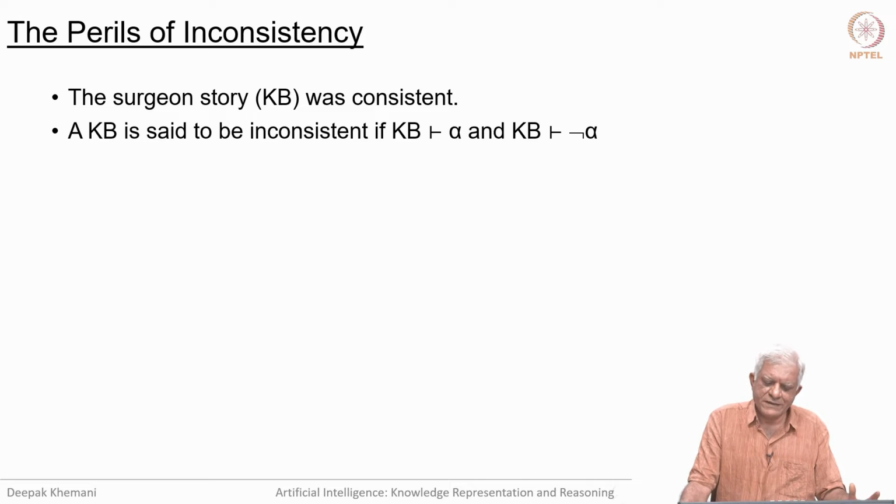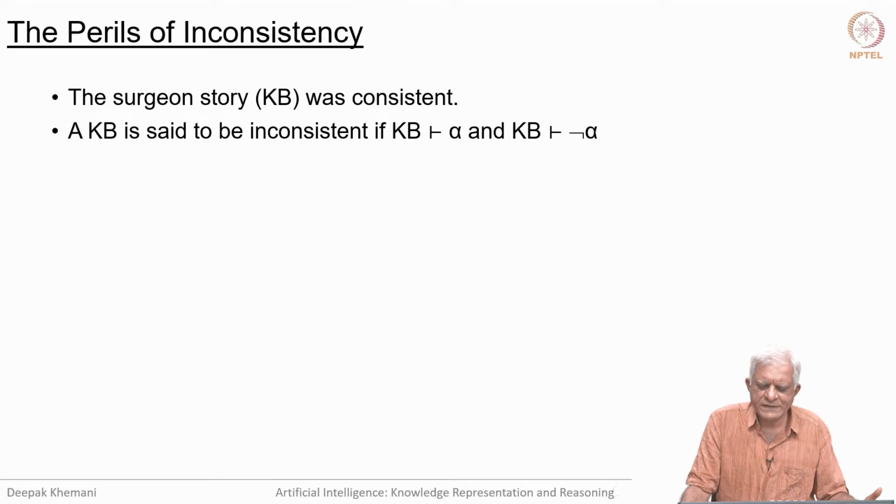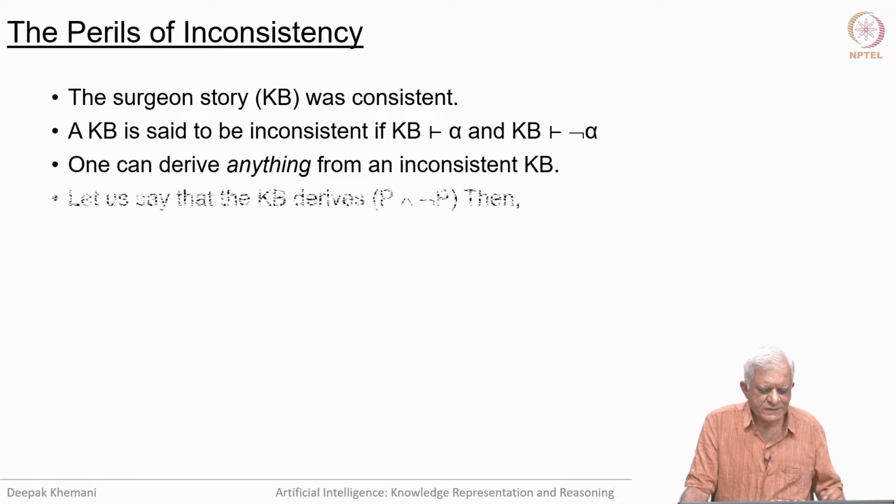A knowledge base is said to be inconsistent if you can derive alpha and also not alpha at the same time. So, you are saying that I have a proof of alpha and I have a proof of not alpha. This can only happen if the knowledge base is inconsistent. And the thing is that if you can derive a contradiction, that alpha is true and not alpha is also true, then you can practically say anything and get away with it. We can derive anything from an inconsistent knowledge base, and let us see how. That is a very simple process.